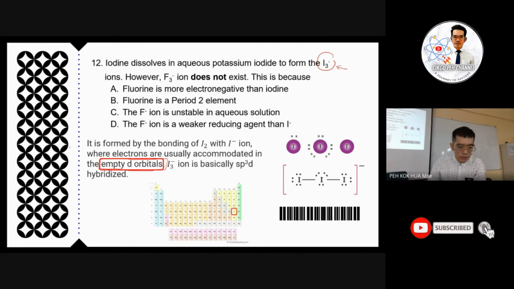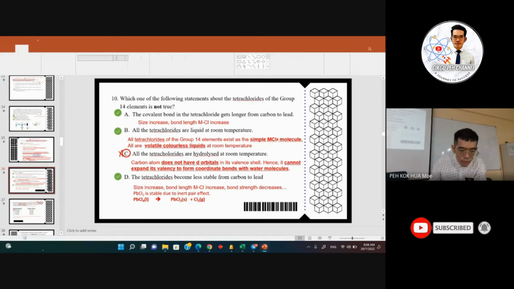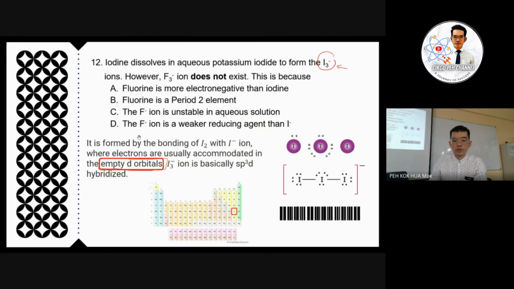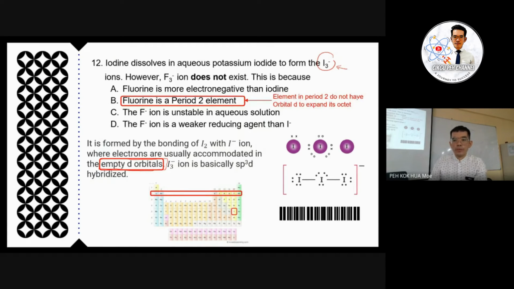Okay, so from here, this is a periodic table. You can see iodine is at period 5. The d orbitals start to exist at period 3. You can see fluorine is at period 2. So that means fluorine does not have d orbitals to expand its octet. So that's why no F3- ion exists, due to period 2 elements not having any d orbitals. Okay, so this is the reason.